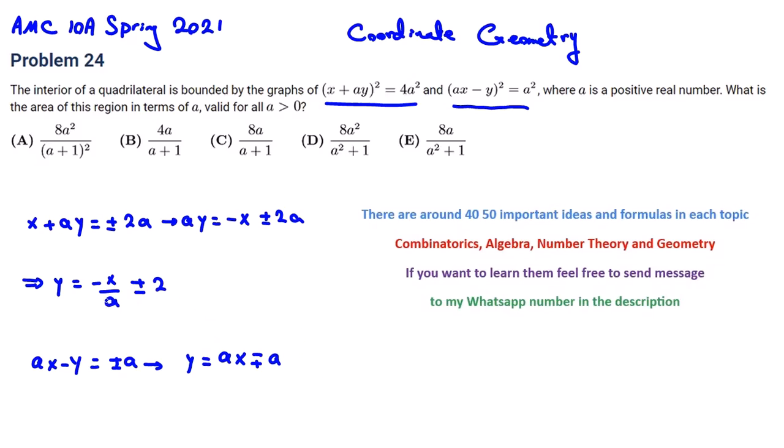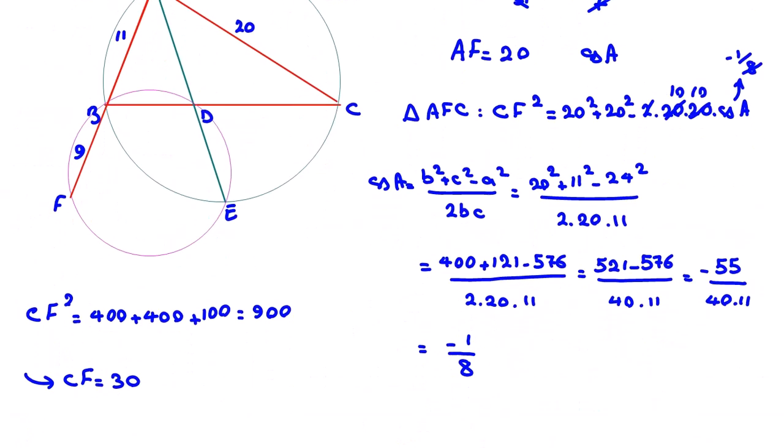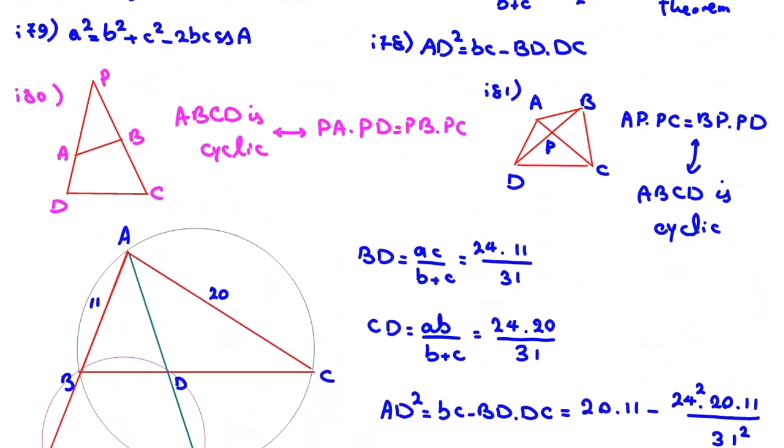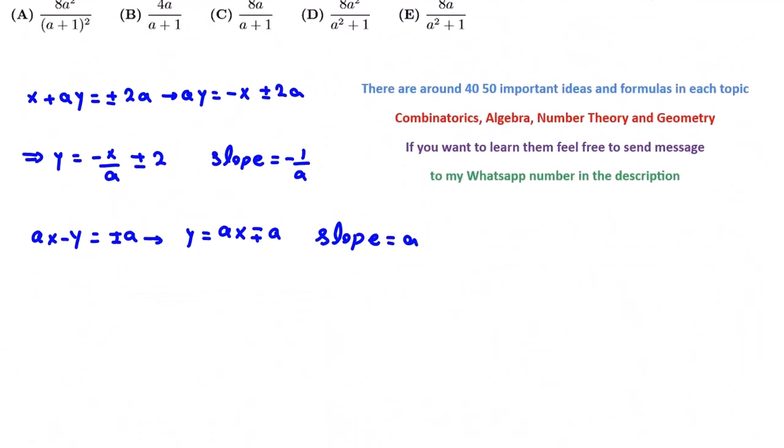The slope of these two parallel lines is equal to negative 1 over a. The slope here is what? It is a. So the product of slopes equals what? Negative 1. And we know when the product of slopes equals negative 1, they are perpendicular. So let me tell you idea 81, idea 82. If S1 times S2 equals negative 1, then these lines with slopes S1 and S2 are perpendicular to each other.